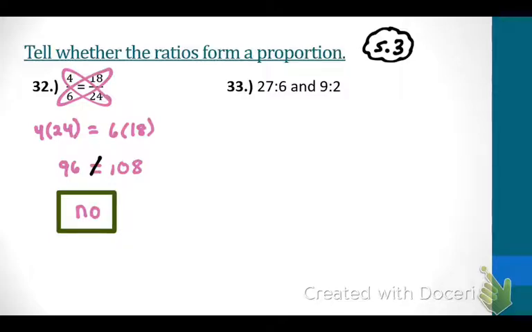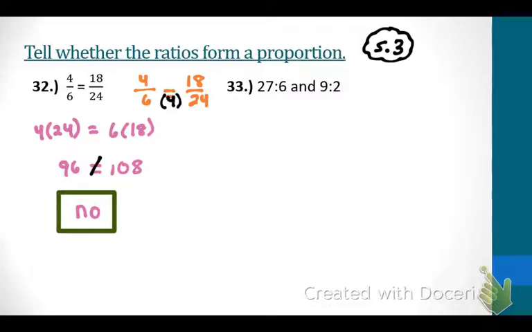Okay, let me show you how you could do this with mental math. If I come back here to the original problem, where it says 4 over 6 equals 18 over 24, let's just see if we can find a missing link. Guys, how would I get from 6 to 24? Multiply it by 4, okay?